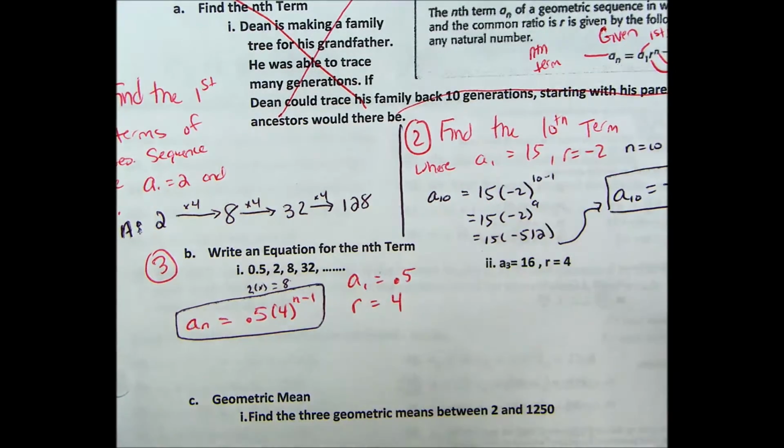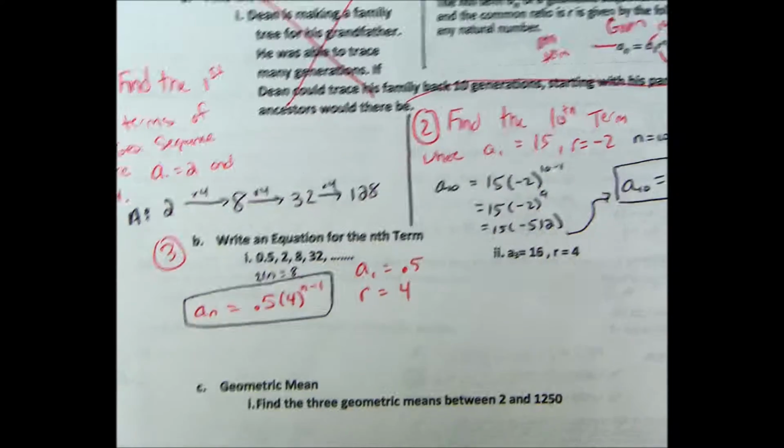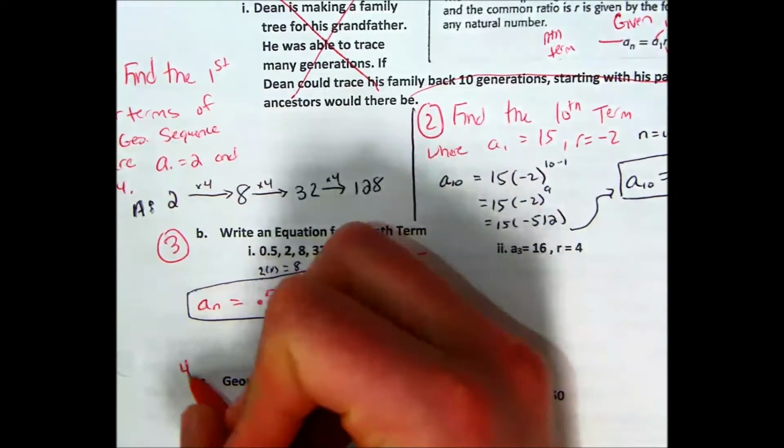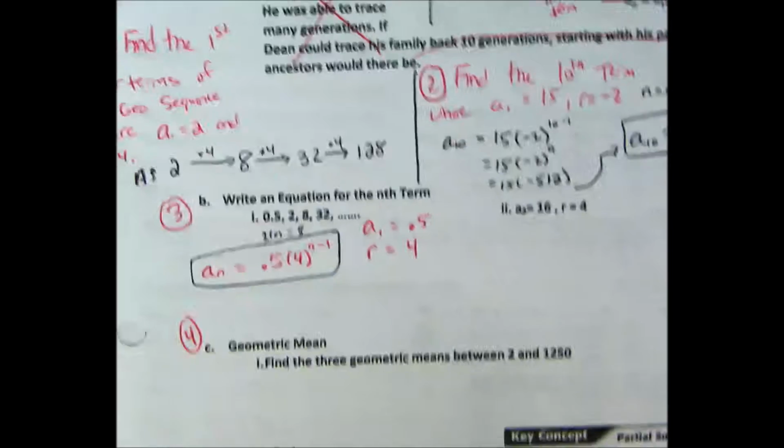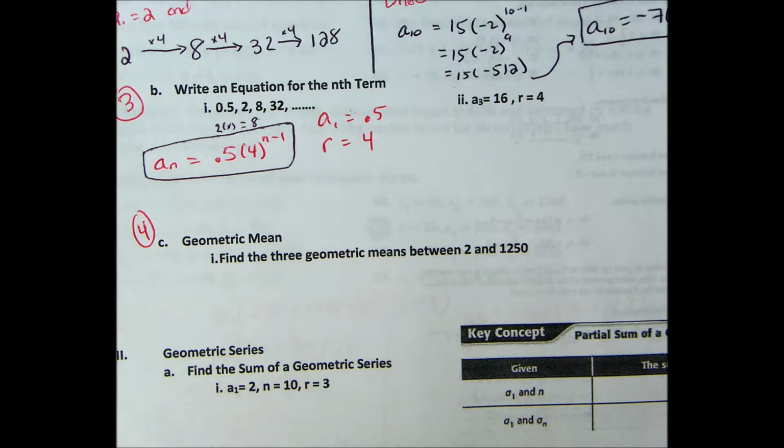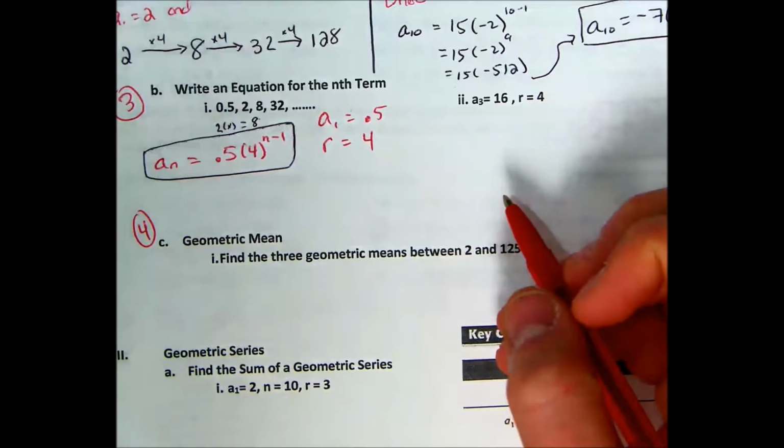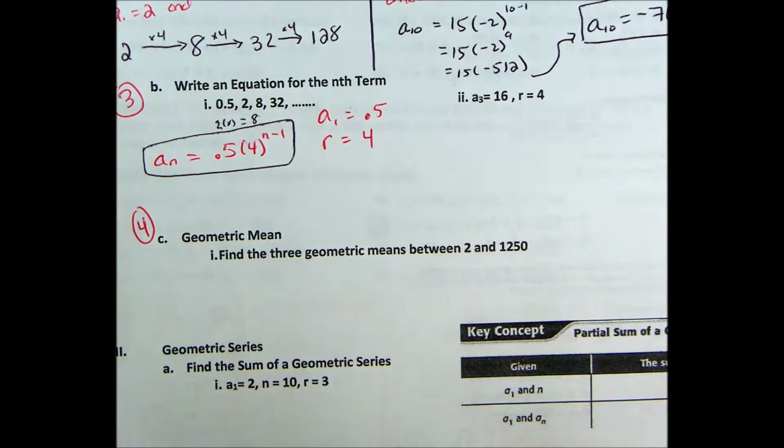All right, so part 4 now is geometric mean, kind of like arithmetic mean. This time, obviously, you're going to be working with a common ratio. So our first thing we need to do is, if they don't give us an n, we need to figure out, okay, what is my n going to be? And to do that, it gets a little bit trickier. How can we figure out that our n is 5?